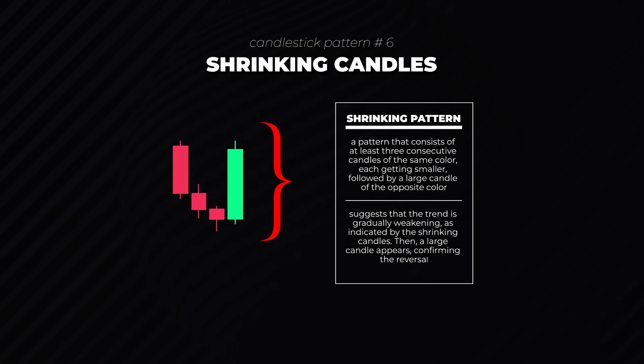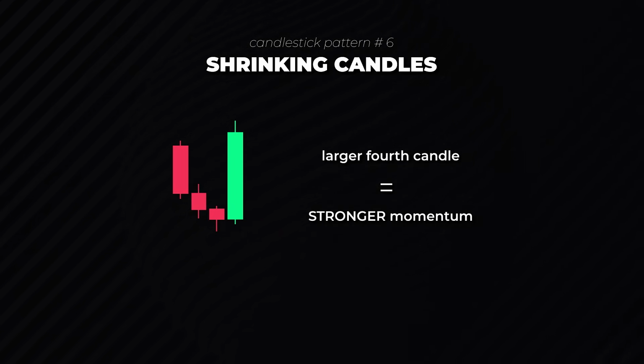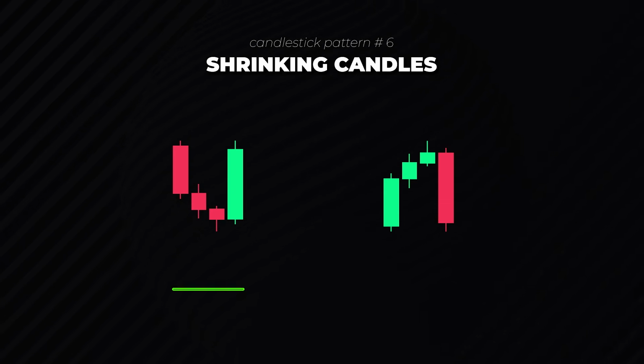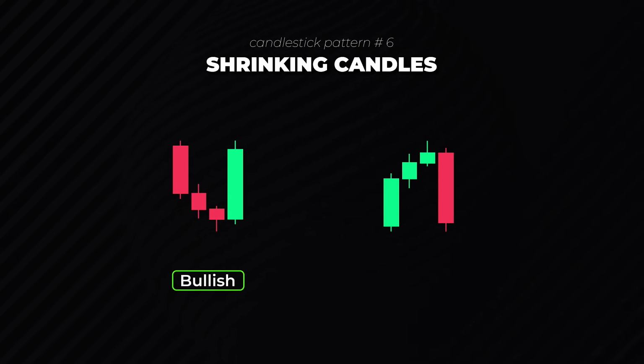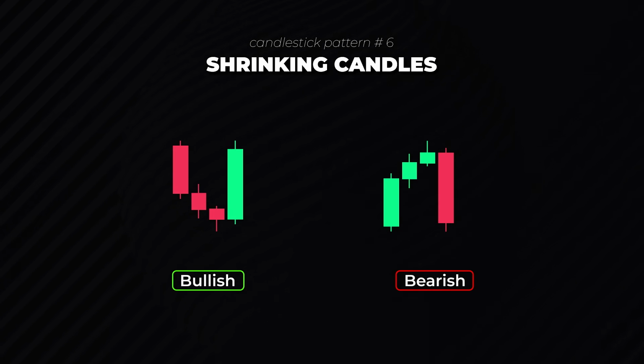The size of the 4th candle affects the likelihood of a successful reversal. Larger candles show stronger momentum, increasing the probability of a reversal. I recommend looking for a pattern where the 4th candle closes above the 2nd candle. There are 2 types of shrinking candles: a bullish shrinking candle pattern, where the 3 shrinking candles are red and the 4th candle is green, and a bearish shrinking candle pattern, where the 3 shrinking candles are green and the 4th candle is red. Whenever you see this type of pattern on a chart, it signals a possible reversal of the current trend.